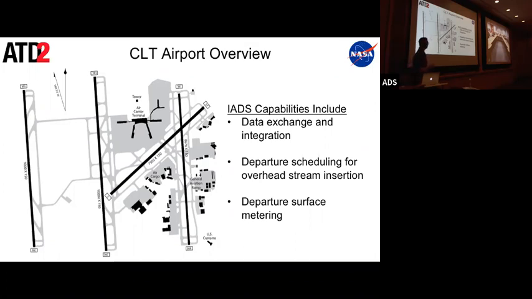We briefly also mentioned the main capabilities that we have here for the ATD2 IADS system. Again, data exchange and integration is this idea of the SWIM cloud. This is really the backbone that enables the entire ATD2 IADS system. We have departure scheduling for overhead stream insertion. This is how we connect the overhead stream with the surface of the airport. And then we have departure surface metering, where we hold aircraft at the gate with engines off to reduce the amount of time they spend in the departure queue with engines running.